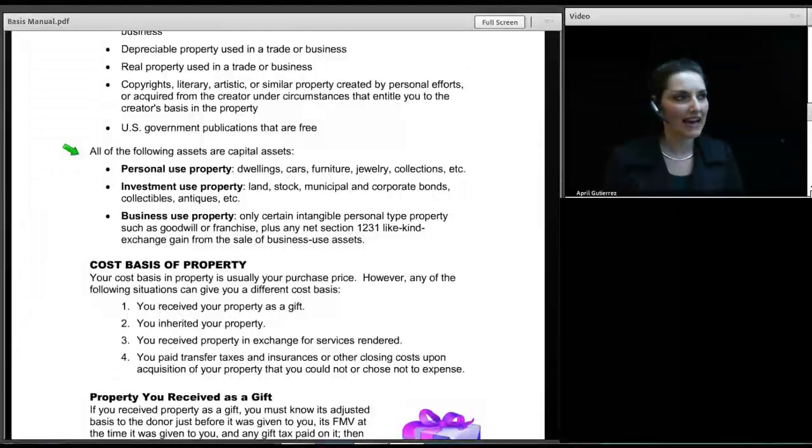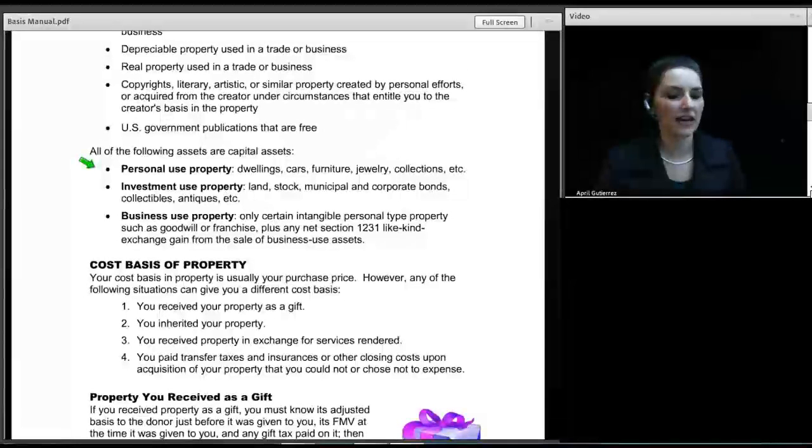Next in line, all of the following assets are capital assets. So we just read what's not a capital asset, but IRS says all of the things I'm about to read to you next are capital assets. Personal use property: dwellings, cars, furniture, jewelry, collections, etc. Investment use property, including land, stock, municipal and corporate bonds, collectibles, antiques, etc. And business use property, but only certain intangible personal type property such as goodwill or franchise, plus any net Section 1231 like-kind exchange gain from the sale of business use assets.